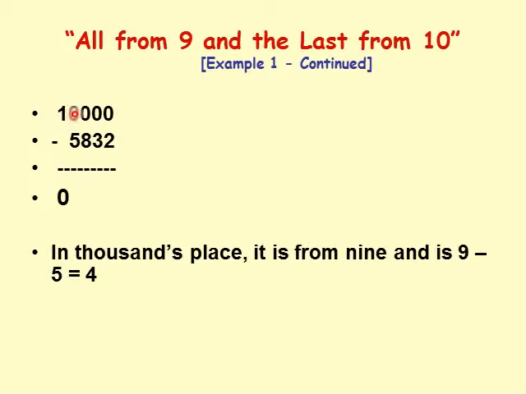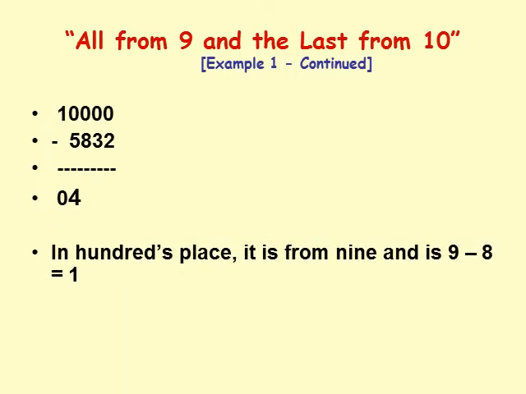In the thousands place, 0 minus 5, we apply all from 9 and last from 10. So 5 from 9 is a 4, the next digit of the answer in the thousands place. In the hundreds place we have 0 minus 8 and we apply from 9 again. 8 from 9 is 1. So we would get a 1 in the hundreds place.